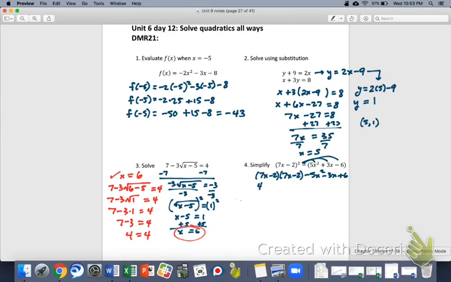I get 49x squared minus 28x plus 4 minus 5x squared minus 3x plus 6. And my final step then will be to add my like terms. So those two are like. When I add those up, I get 44x squared.